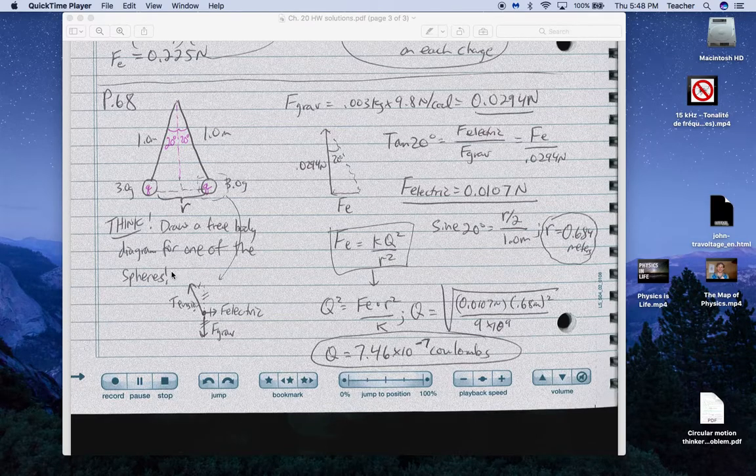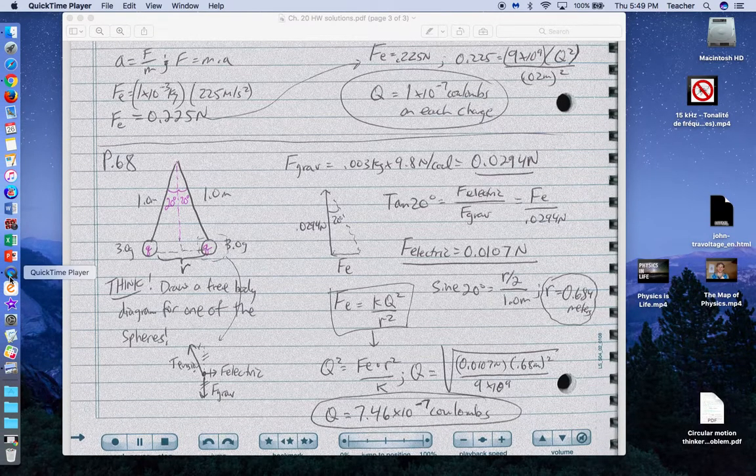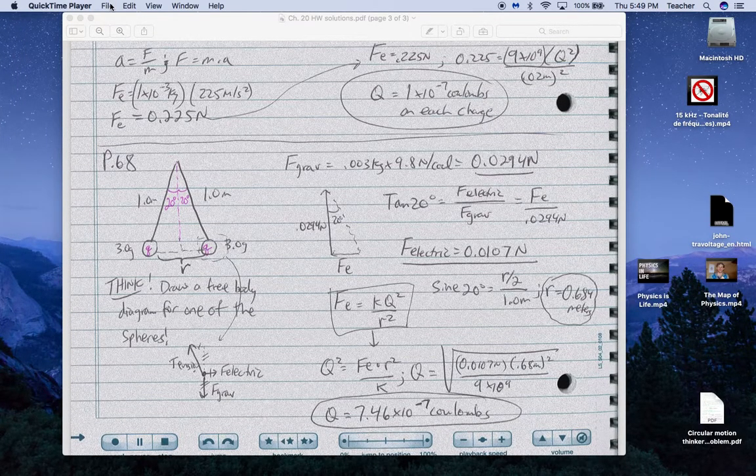I think that this free body diagram is the most important thing in terms of helping to solve the rest of this problem. So hopefully those are things that will make sense to you, and you'll be able to apply those to problems on our next test.